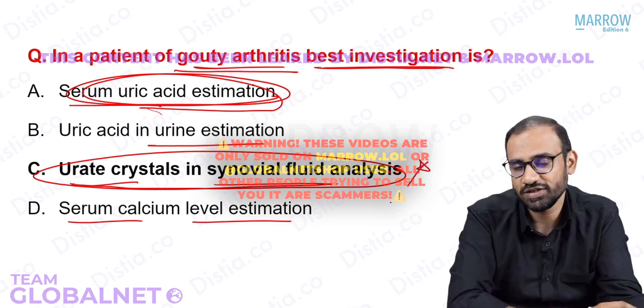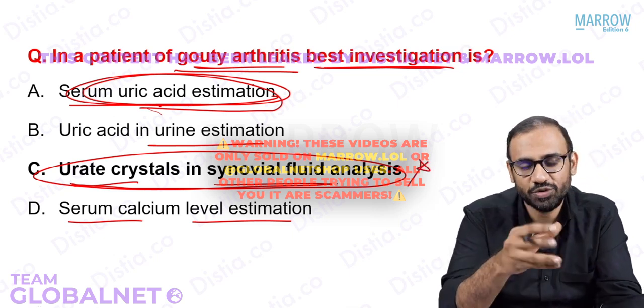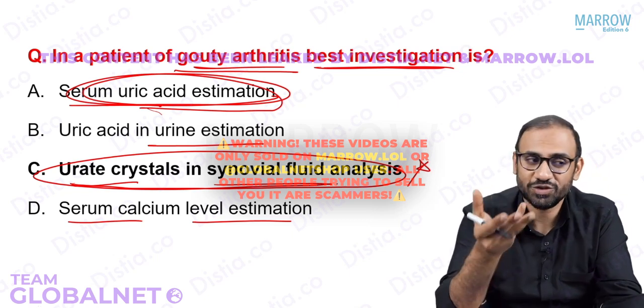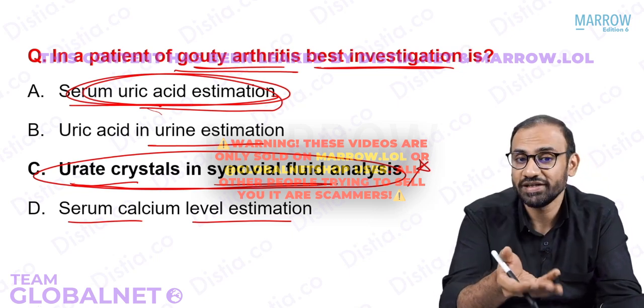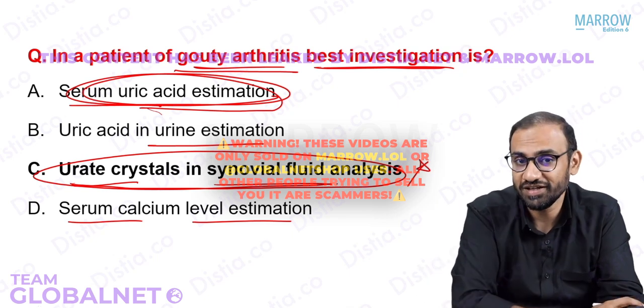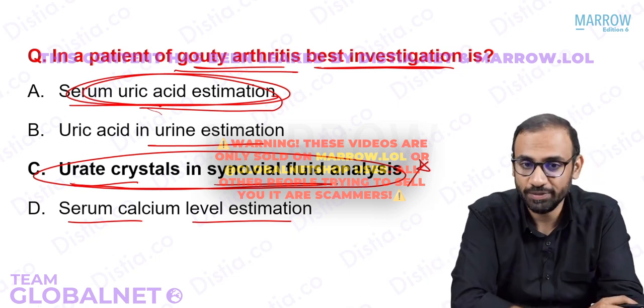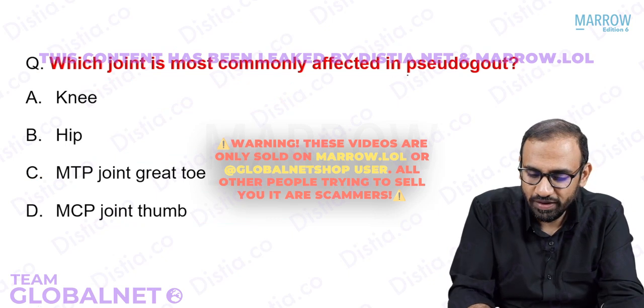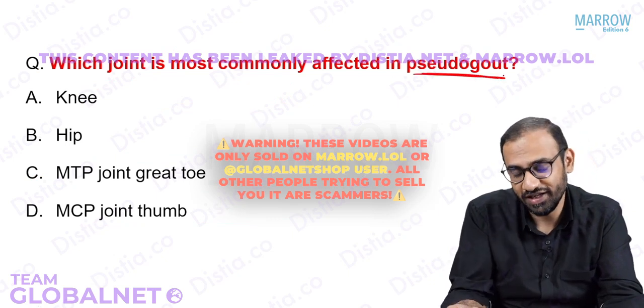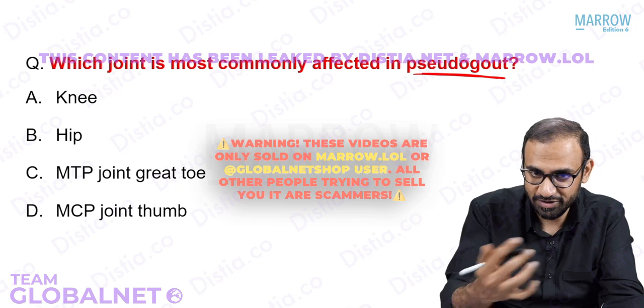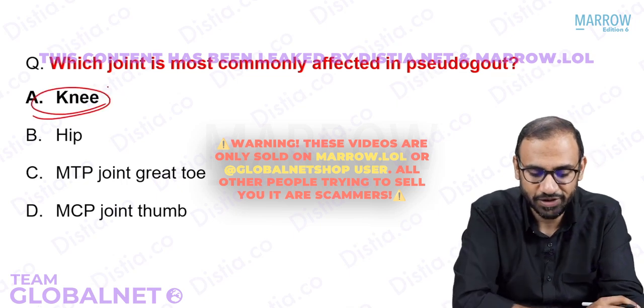Because serum uric acid concentration will only tell you the concentration of serum uric acid at that moment. It's the sudden change or the surge that manifests the gouty attack. Okay, remember that. Now, which joint is most commonly affected in pseudo gout? You know the answer. Large joints, elderly population, females more than males. Answer is knee joint.